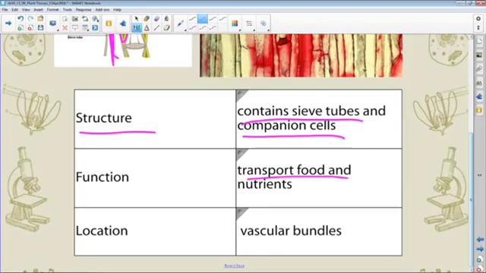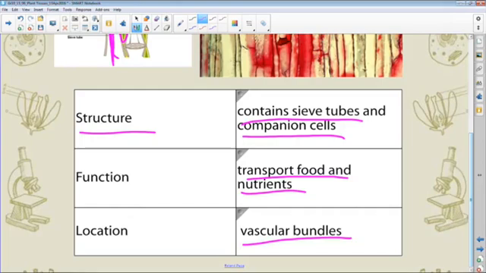Next one, its function. Transports food and nutrients. Remember, who makes the food and the nutrients? The plants, of course. And the last one, the location, also in the vascular bundle. So those are the main things.